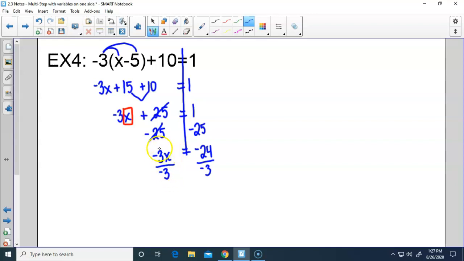So -3 divided by -3 is 1. You're just left with an x here. And then -24 divided by -3 is going to give us a +8. And that will be our answer for example 4.